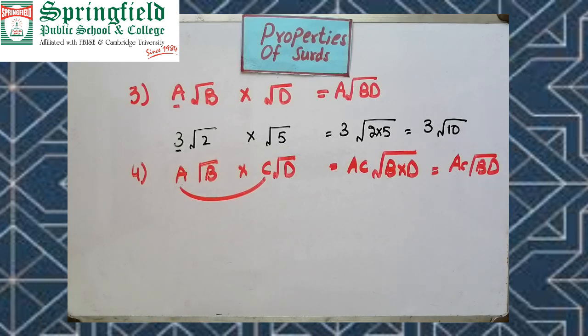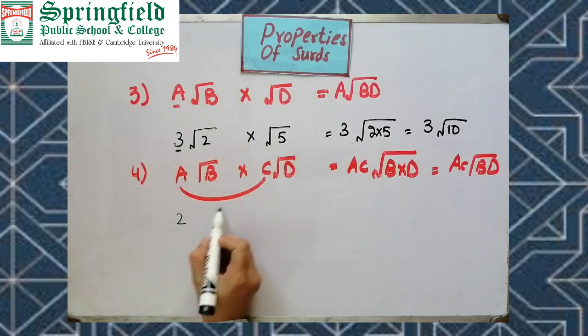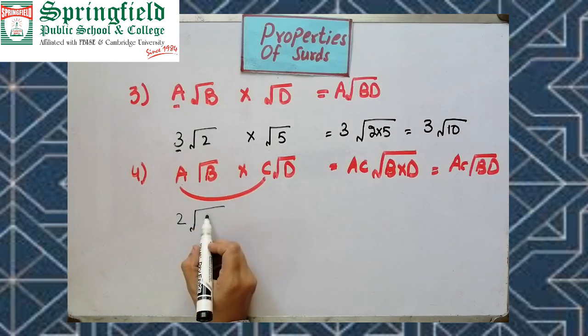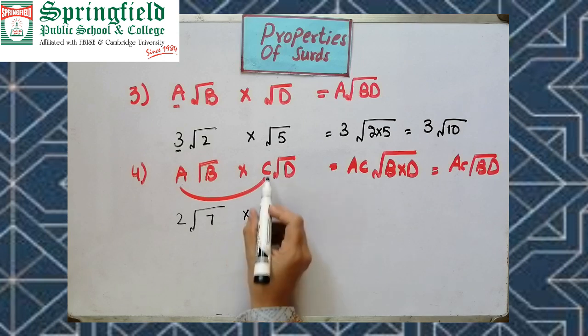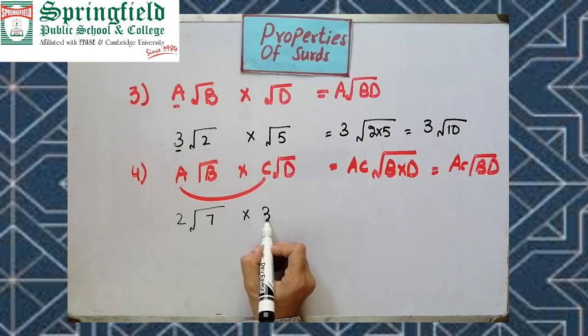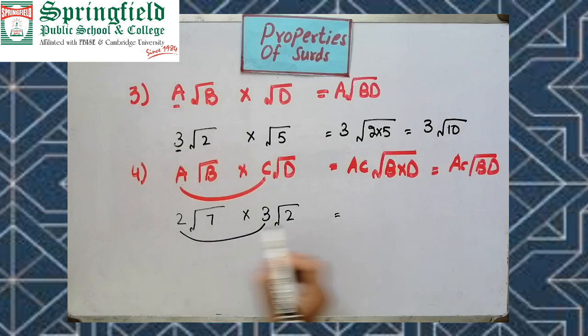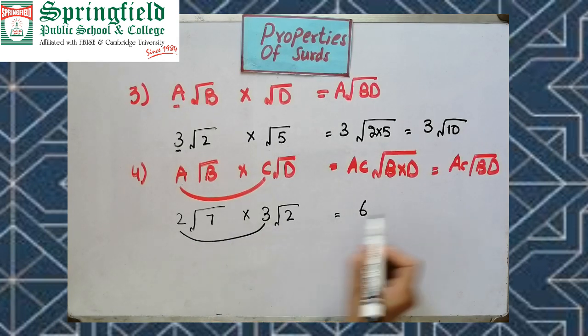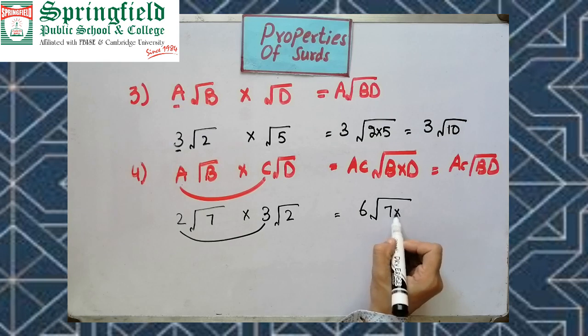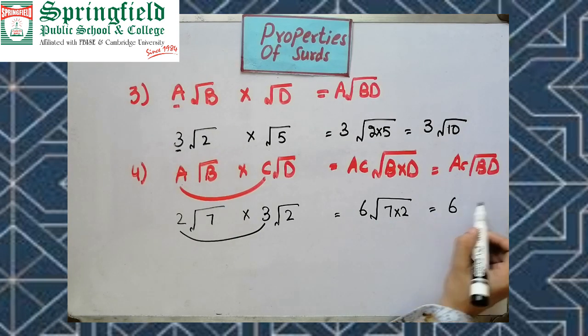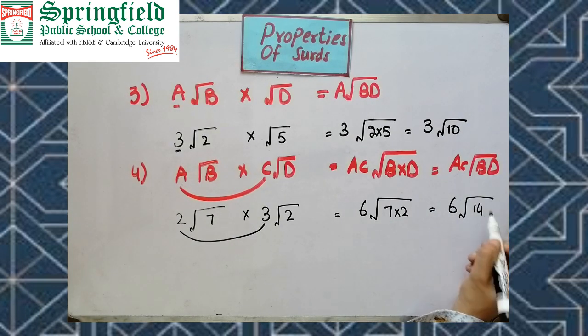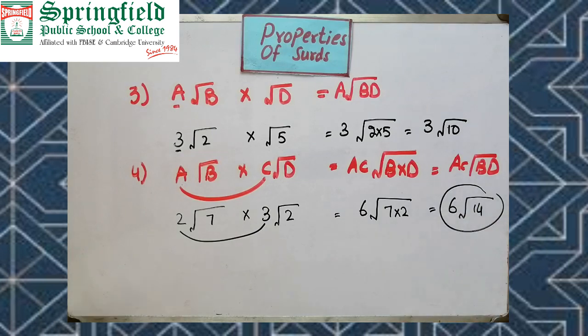Fine. Now let one number be A, which is 2, and the other number is 7. Multiply C, which is 3, and the other value is 2. So what will be the answer? 3 2s are 6, and then 7 multiply 2: 6 times 7 multiply 2 is 14. This is your final answer.